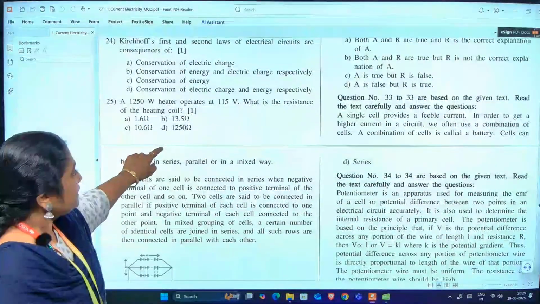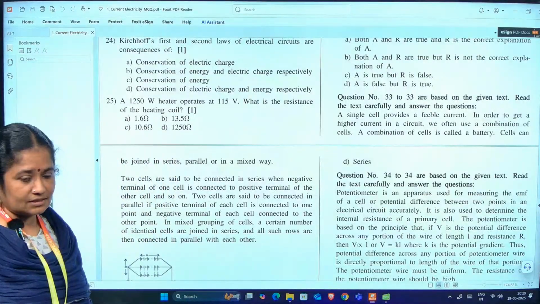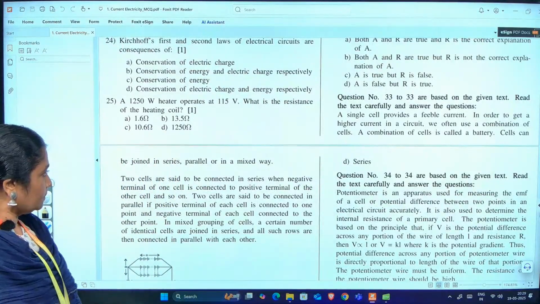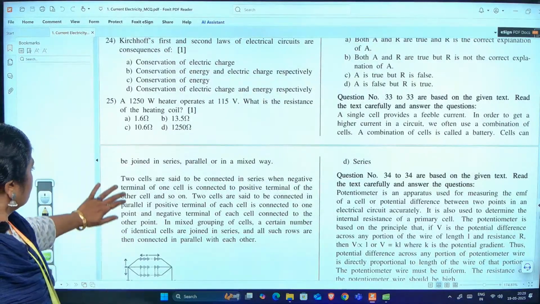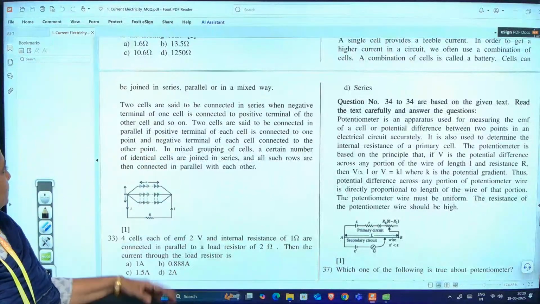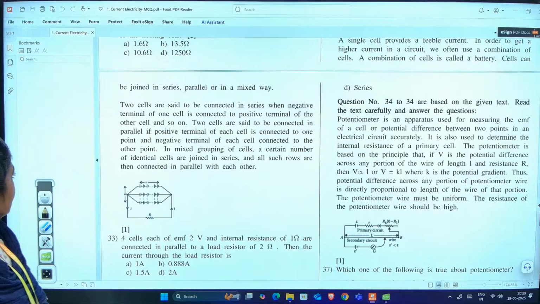A single cell provides a feeble current. In order to get a higher current in a circuit, we often use a combination of cells. A combination of cells is called a battery. Cells can be joined in series, parallel, or in a mixed way. Two cells are said to be connected in series when the negative terminal of one cell is connected to the positive terminal of the other, and so on.